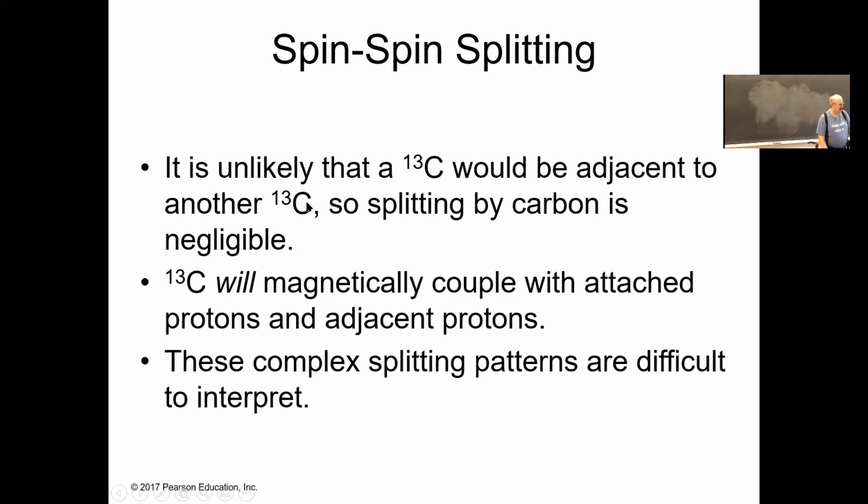So the probability is something like 1 in 10,000 that you'd have two carbon-13s next to each other. Carbon-13 will magnetically couple with attached protons and adjacent protons. Because of that, this will produce some complex splitting patterns which may be difficult to interpret.